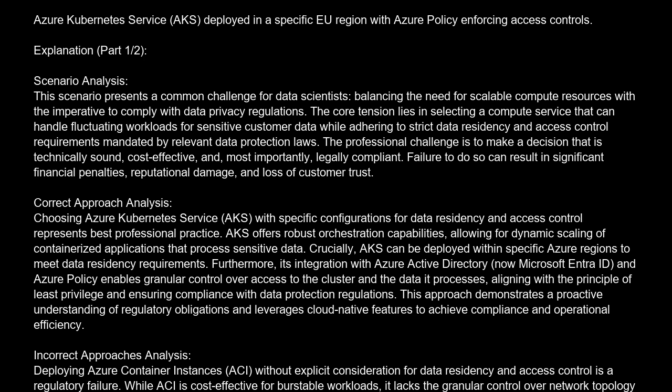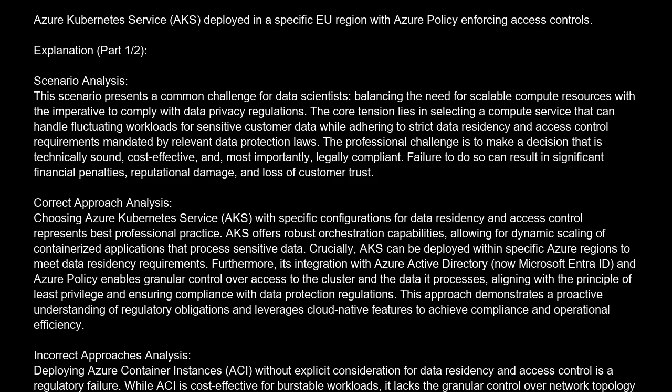The core tension lies in selecting a compute service that can handle fluctuating workloads for sensitive customer data, while adhering to strict data residency and access control requirements mandated by relevant data protection laws. The professional challenge is to make a decision that is technically sound, cost-effective, and most importantly, legally compliant. Failure to do so can result in significant financial penalties, reputational damage, and loss of customer trust.